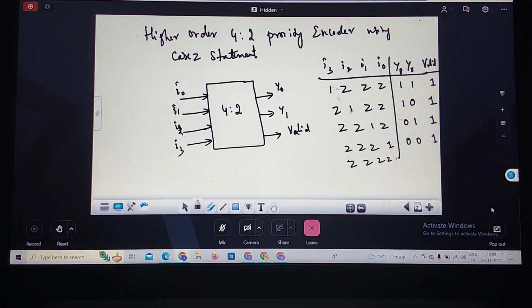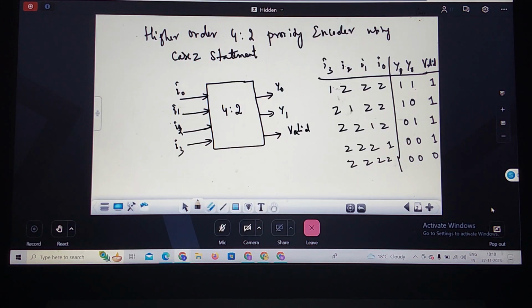If I am writing all Z values, all Z inputs, I can write the invalid 0, 0. Valid is output valid 0. If valid is 0, it indicates it is not a proper encoding input or output. Correct? If valid is equal to 1, what does that tell us? Proper encoding. Right? According to whether we have designed a higher order parity encoder or lower order parity encoder.